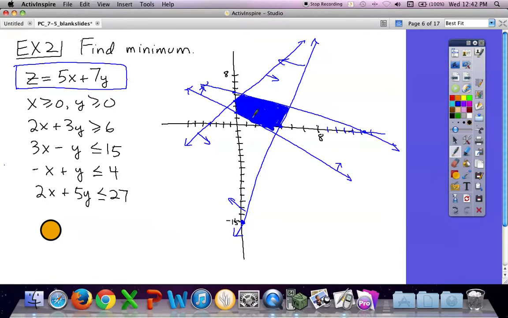Okay, again, but we don't need the whole feasible region, do we? We just need the vertices, right? And how many vertices are there? There's 1, 2, 3, 4, 5.